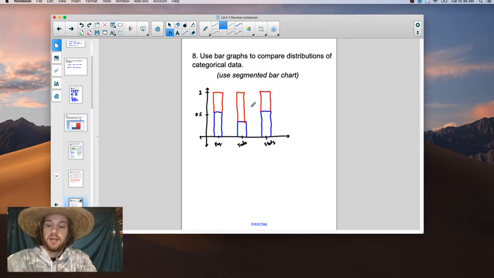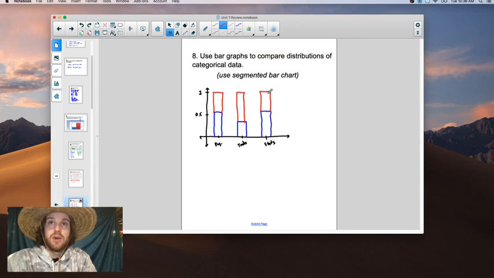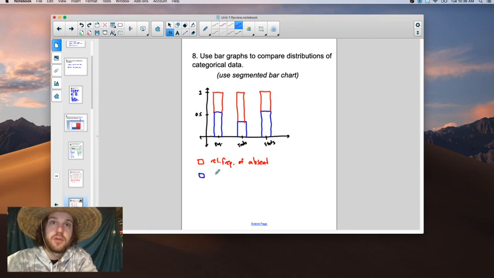I think you'll find that if you go back and do 18 divided by 39, you're going to get whatever this is, and that's going to be equal to 6 divided by 13, and this one's going to be slightly different. So you typically want to have some sort of a key here. The red represents relative frequency of absent, and the blue represents relative frequency of present.